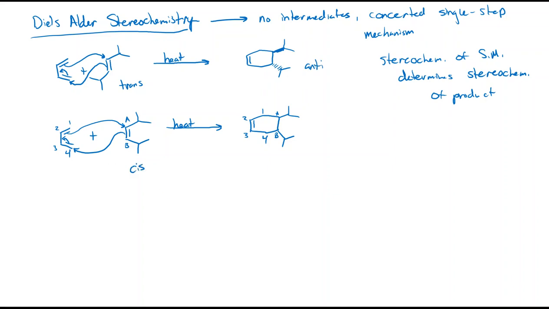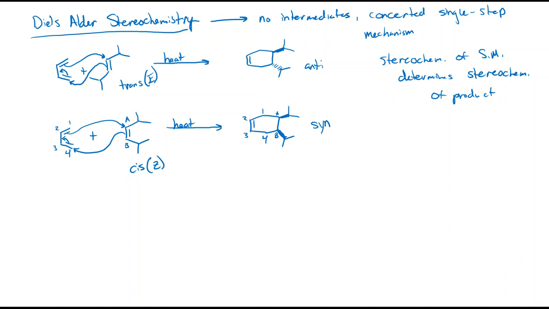If we have a cis double bond, or Z if you're into German, with the Z double bond here, these groups in the final product will also be syn to each other. So depending on how the double bond looks, again, the isopropyl groups are opposite each other in the first example, they end up opposite each other in stereochemistry in the product. If they're cis to each other, if they're on the same side in the starting material, they're going to be cis to each other in the product.